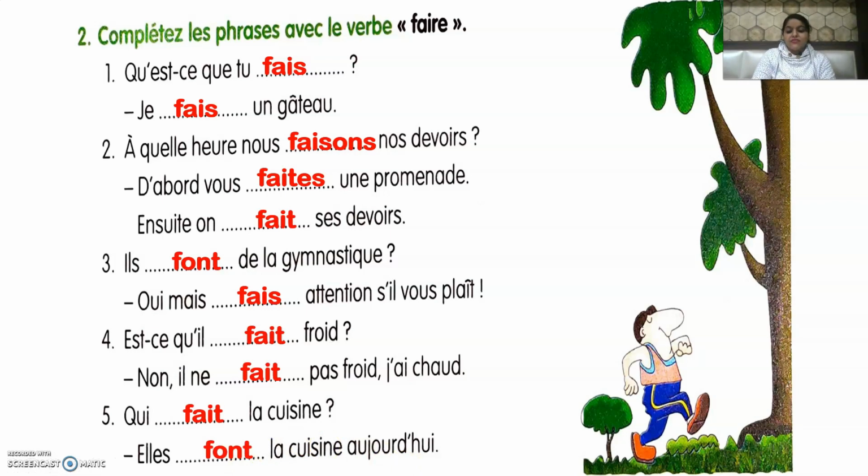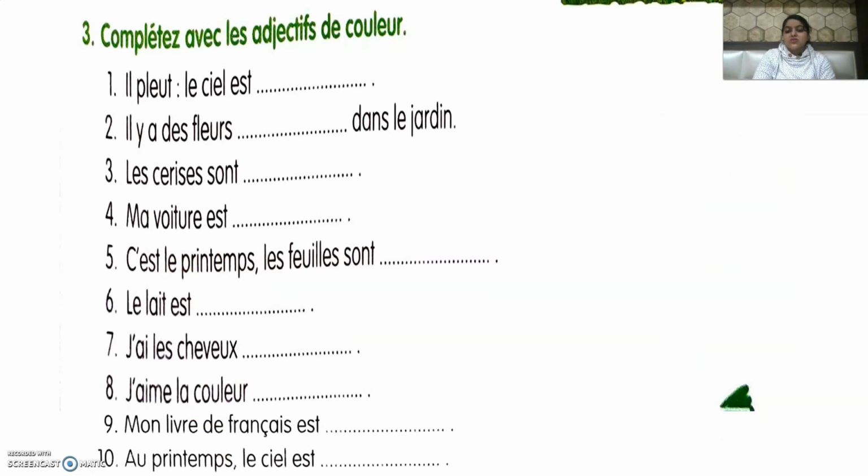Okay, then after that let's go to the third exercise. The third exercise says: complétez avec les adjectifs de couleur. So you have to complete the sentences with the adjectives of color. The first one is written: il pleut, le ciel est dash. That means it's raining, the sky is.